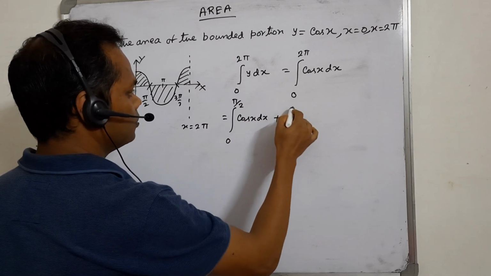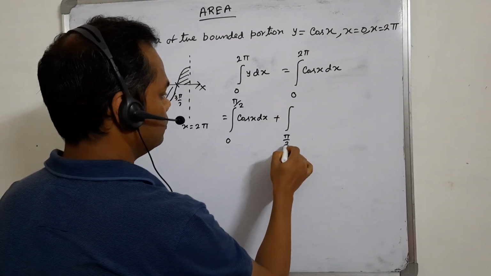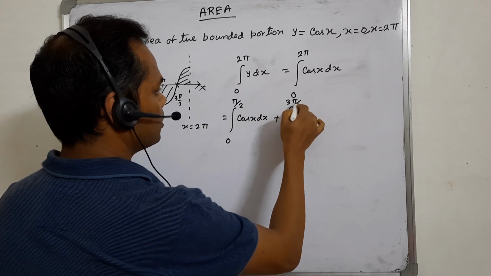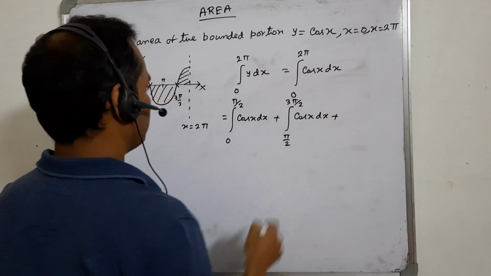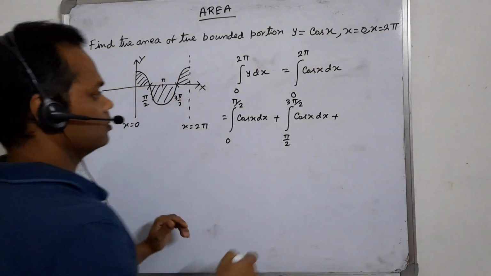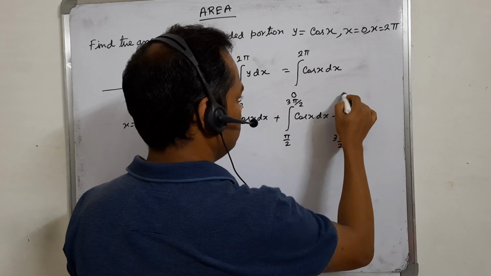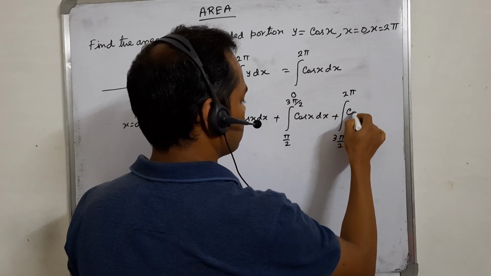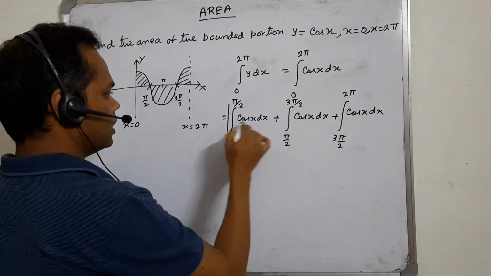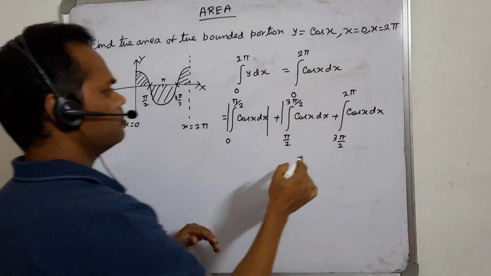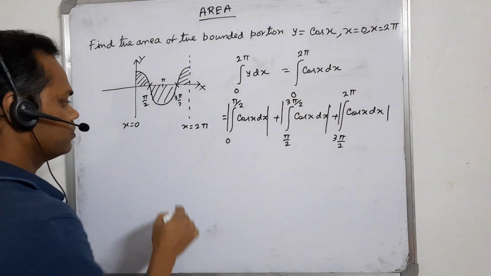In the next one, pi by 2 to 3 pi by 2, cos x dx. And the next one is 3 pi by 2 to 2 pi, cos x dx. Now I have given a modulus sign, because if any one of these parts becomes negative, due to the modulus, it becomes positive.